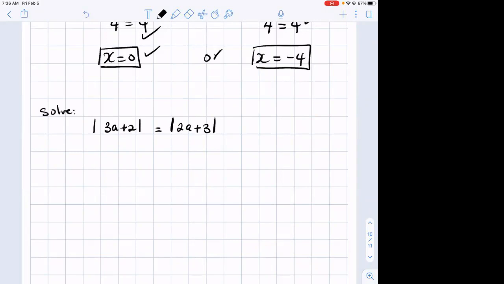Now, here's another common error that I notice that's being done, is that people tend to cancel out the absolute values from both sides and then say, oh, they're equal and they just solve. But you can't do that. You have to remember, okay, that the quantity 3a plus 2 and 2a plus 3 have equal absolute value. That means they're the same distance from 0 on the number line.